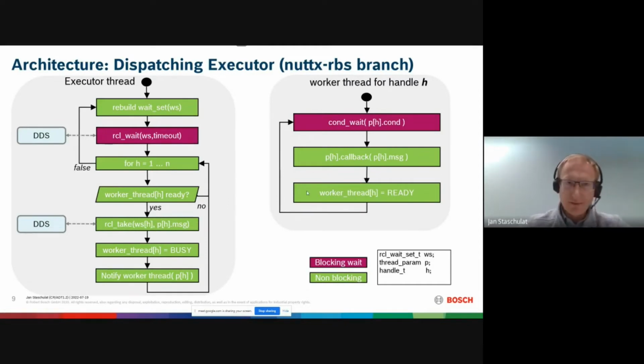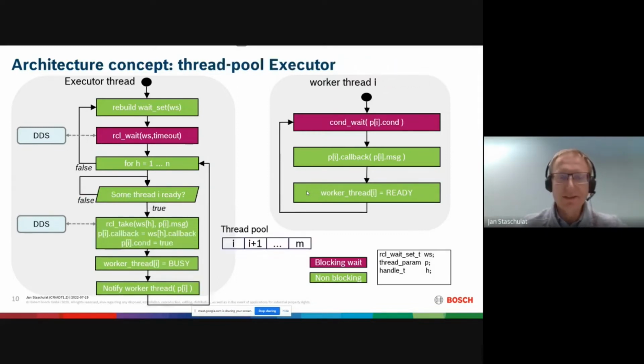This dispatching executor we have implemented in the micro-ROS executor in a particular branch about a year ago, and I am about to merge this branch. But I would like to go on, and a generalization of this concept would be not to have one dedicated thread for a particular subscription, but also to have a generic thread pool where you have, let's say, M threads, and then whenever new data comes in, the next available thread will just take over that data, and that is kind of shown here.